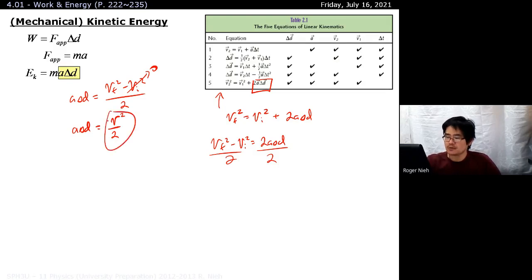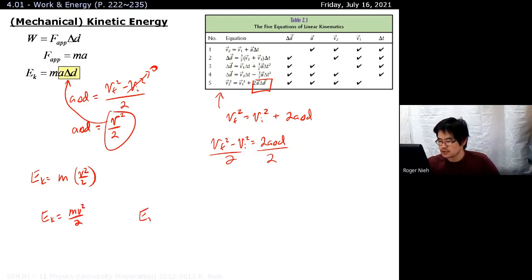Now we can sub this V squared over 2 into our A delta D. So EK is equal to M times V squared over 2, and that's the official formula. Depending upon the textbook you're getting this from, it'll either be written out like this, MV squared over 2, or written out this way, EK is equal to 1/2 MV squared. For all tests, quizzes, and exams, when I give you a reference sheet, it'll be stated using the second method.